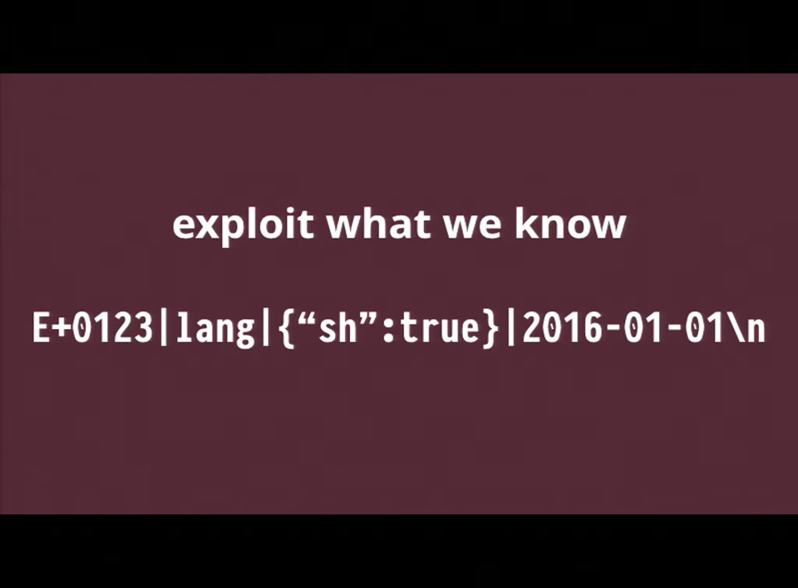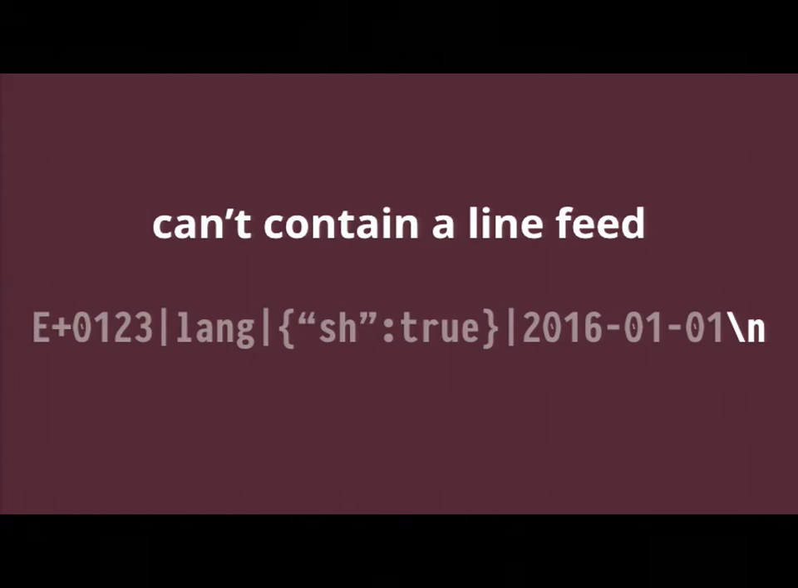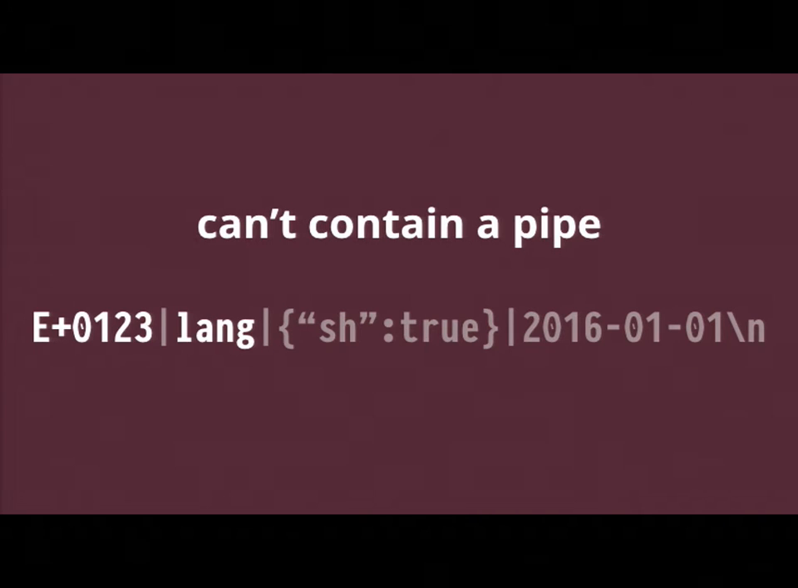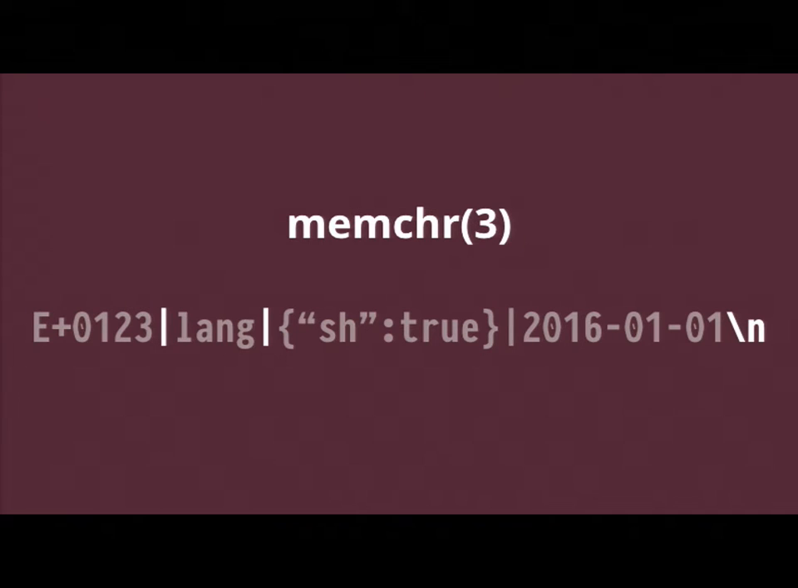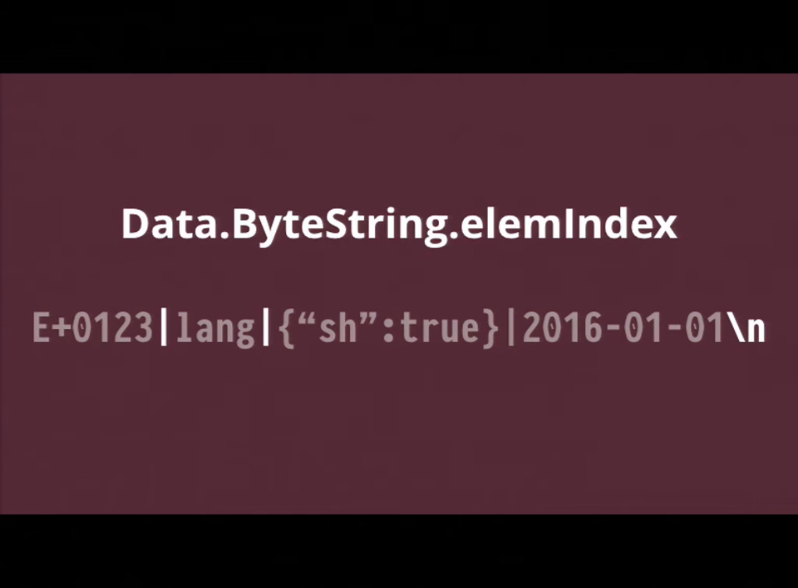So what do we know about this schema? Well, we know that the row can't contain a line feed, and that's always the termination for the row. We know that these first 2 fields can't contain a pipe. That's part of the schema. And so what we could do is use a C function called memchr to process multiple bytes at a time and locate these tokens. Efficient implementations of memchr are implemented using SIMD, so they can scan multiple bytes at a time. And in Haskell, you can get access to this with the Data.ByteString elemIndex, which uses memchr under the hood.